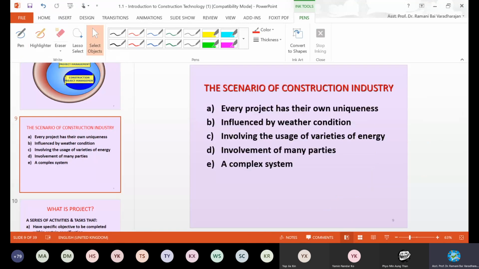Okay, scenario, just to highlight the scenario of the construction industry. I remember those highlights that I did last class. Uniqueness, weather condition. In any construction industry, the salient points they have to consider will be the uniqueness of the project, weather condition, how many types of energy they're using, only renewable or non-renewable, and the parties involved.